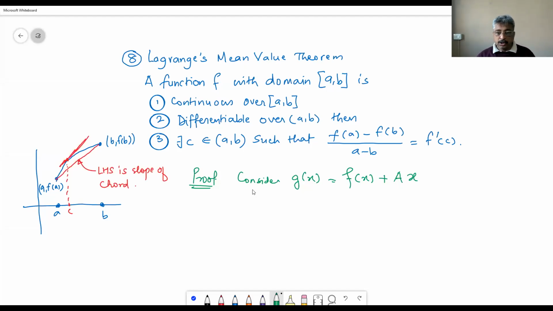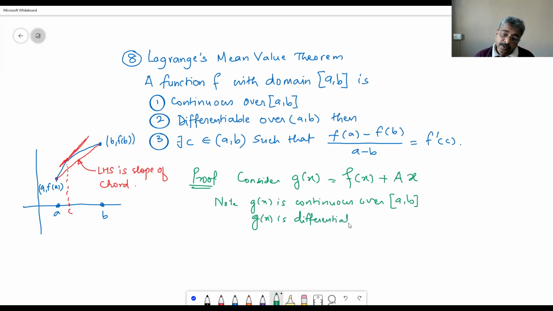We have to use Rolle's theorem for g of x. First of all, is g of x continuous? Yes, because f of x is continuous, x is continuous, A is constant. Is g of x differentiable? Yes, because f of x is differentiable, A x is also differentiable. Therefore, note, g of x is continuous over closed interval a comma b, and g of x is differentiable over open interval a comma b.